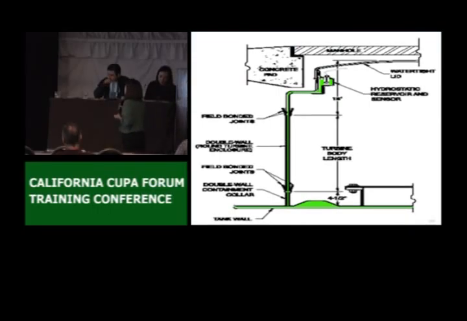So here's just some additional pictures showing a hydrostatically monitored sump. This green, I know it's hard to see in the back, but this green area represents the fluid in the interstice. And as you remember from that earlier picture, it's a very small space. And then this is where you're going to have your sensor right at the top.